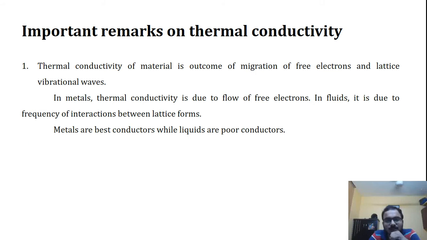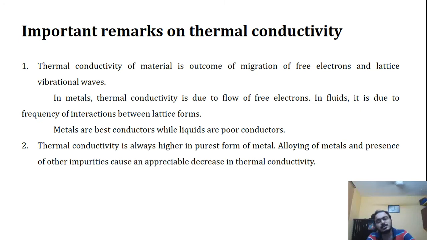Metals are the best conductors, while liquids are poor conductors of heat. Now second is, thermal conductivity is always higher in the purest form of metal. Alloying of metals and the presence of other impurities cause an appreciable decrease in the thermal conductivity.